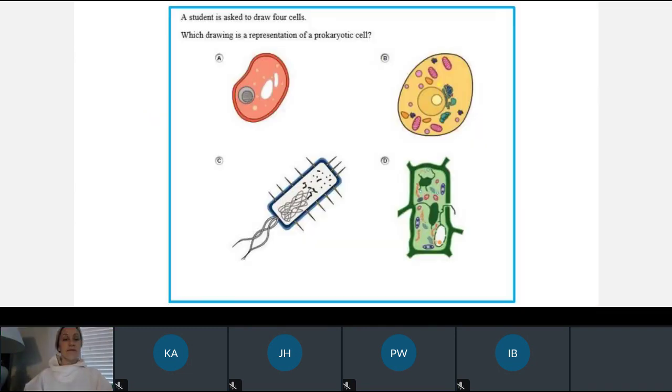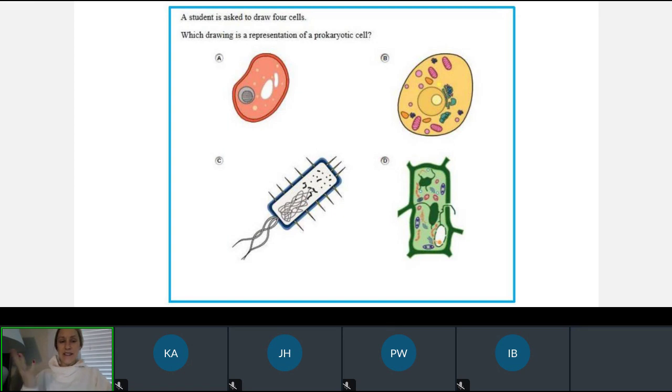All right. This is a test question. This was on a previous test. It says a student is asked to draw 4 cells. Excuse me. Which drawing is a representation of a prokaryotic cell? All right, what is a prokaryotic cell? Don't even look at these pictures. Don't even look at them.